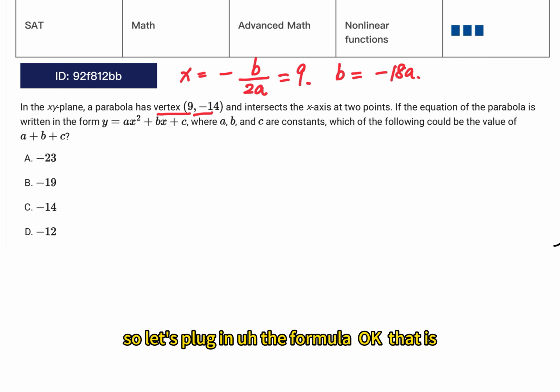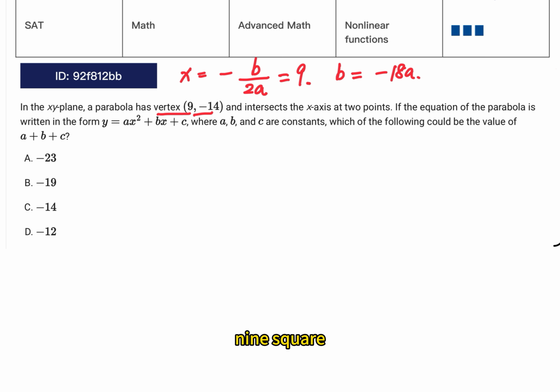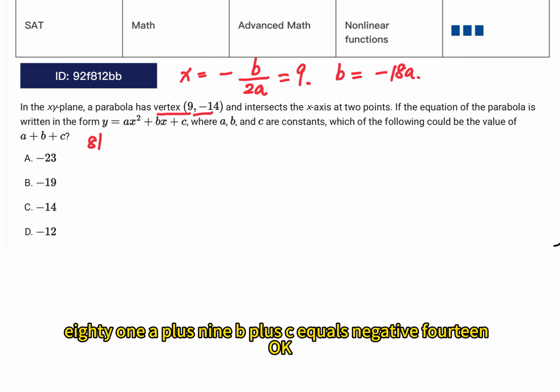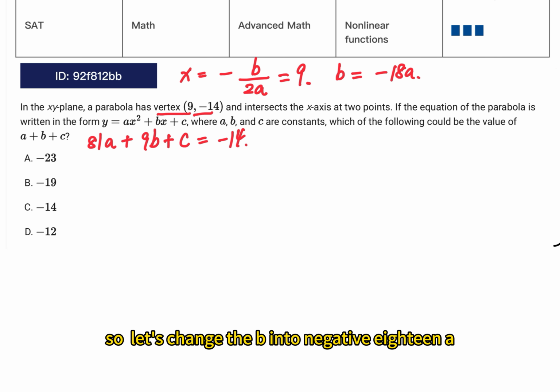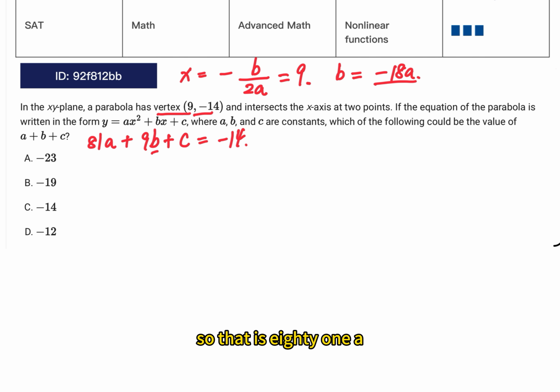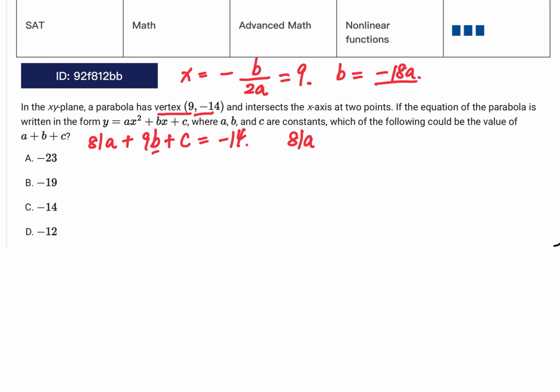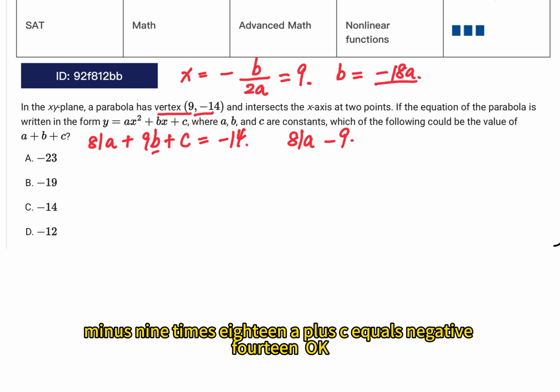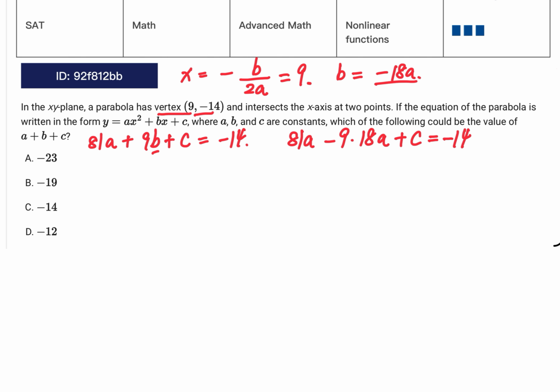So let's plug it into the formula. That is 9 squared, 81a + 9b + c = -14. So let's change the b into -18a. So that is 81a - 9 times 18a + c = -14.